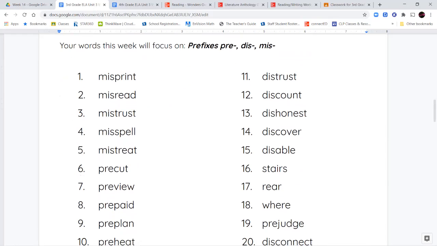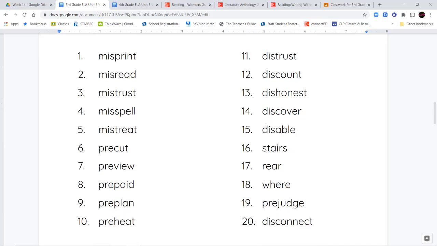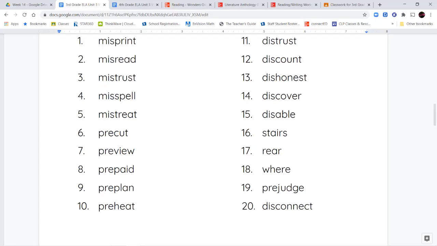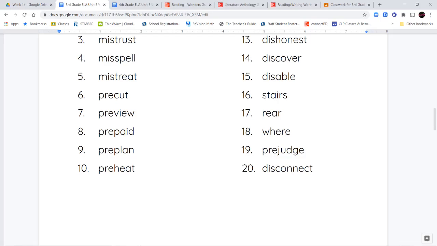Now, your spelling words for this week are focused on the prefixes pre, dis, and mis. So your words this week are misprint, misread, mistrust, misspell, mistreat, precut, preview, prepaid, preplan, preheat, distrust, discount, dishonest, discover, disable, stairs, rear, where, prejudge, and disconnect.